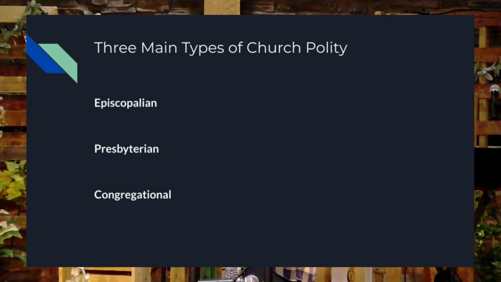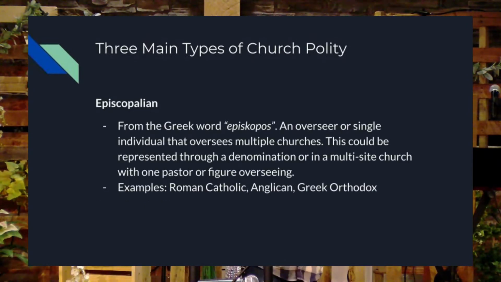Let's talk about the first one, Episcopalian. This comes from the Greek word episkopos, which simply means an overseer or single individual that oversees multiple churches. This could be represented through a denomination or in a multi-site church with one pastor or figure overseeing. A couple different examples of an episcopal style of church government is the Roman Catholic Church. That's probably the most famous style. You have one singular figure, obviously the Pope in this style of church, who's overseeing the entire denomination of Catholics, or the entire Catholic body.